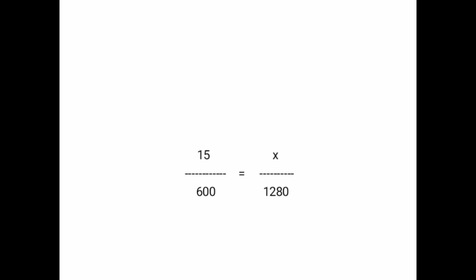Here in the first ratio which you wrote, bunches of feed upon cost, the numbers which you wrote here, arrange on the left side, and that is 15 upon 600. The second ratio which you wrote, bunches of feed upon cost, that is X upon 1280. You have to arrange it on the right side, and afterwards you have to use the cross multiplication method. Okay, now find the value of X.